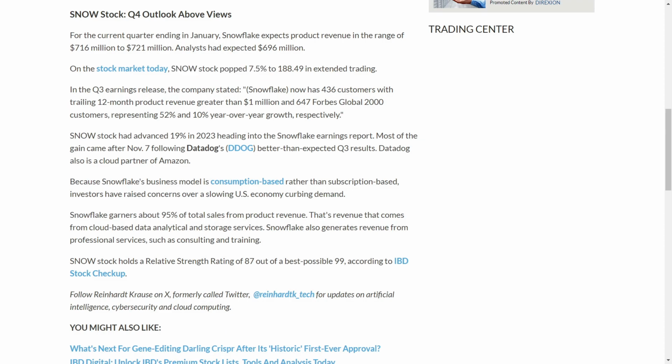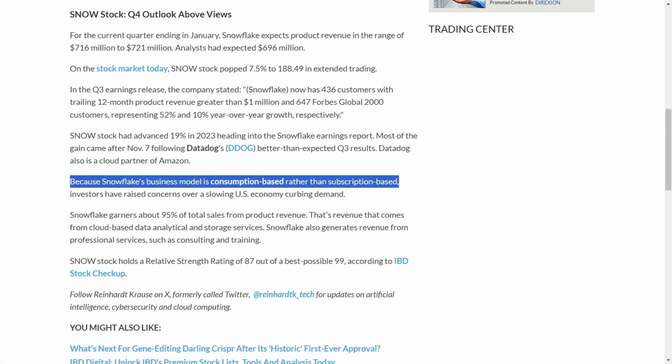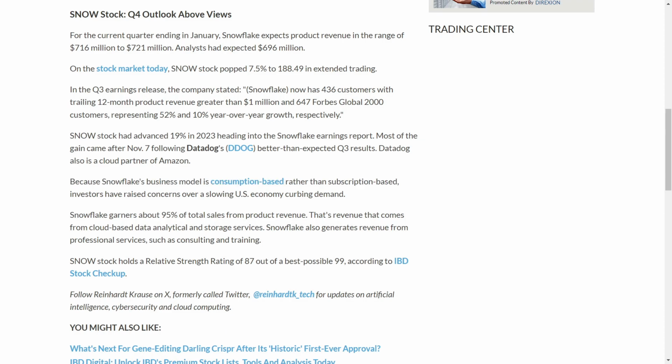What I will highlight here, and I think Investor Business Daily does a really good job of taking note of, is that Snowflake's business model is consumption-based rather than subscription-based. And what that means is that people buy the product upfront. They don't pay for it over time, slowly, like a monthly fee. And so that does raise some concerns on a slowing U.S. economy curbing demand, because if companies can no longer afford a massive upfront payment, they're just not going to make that payment, and they're going to make do with what they have. And so that is an exposure that Snowflake has that could hurt it if the economy takes a negative turn.